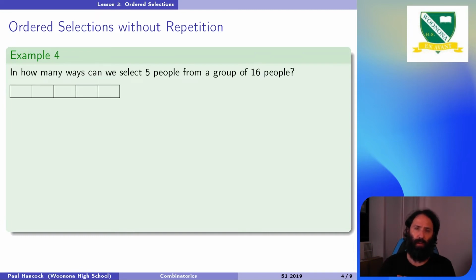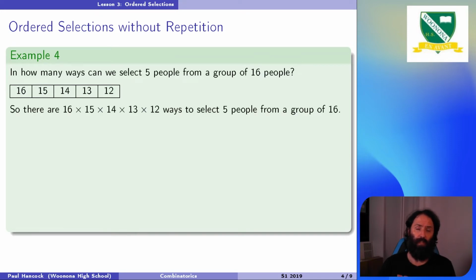So again, let's work with our grid. We want 5 people, so we've got 5 spaces on our grid. In the first spot, I could choose any of the 16 people. But once I've chosen that person, there's only 15 left, and then 14 left, and then 13 left, and then 12 left. So my solution is 16 times 15 times 14 times 13 times 12 to get my group of 5 from 16. Doesn't look like a factorial yet, and that's what we need to build to.